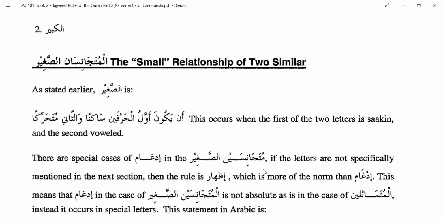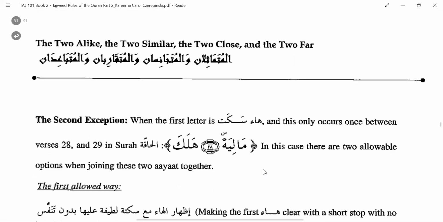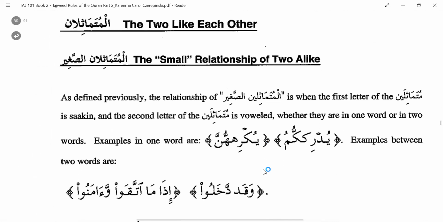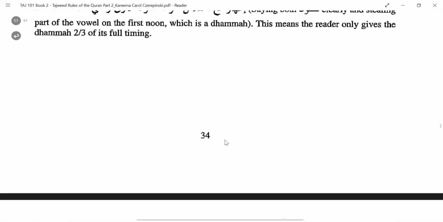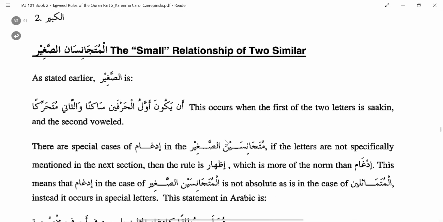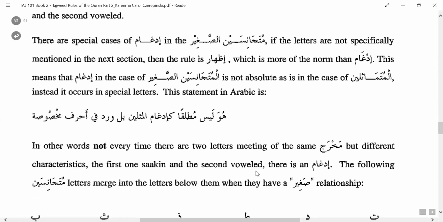In mutamathilan, what did we say in saghir? What was the general rule? When you have, for example, this one, the first letter has sukoon and the second has haraka, you are going to combine them, idgham. Whereas over here, the general rule for saghir is izhar. For mutajanisan, the general rule is izhar, and just a few exceptional cases will be idgham.